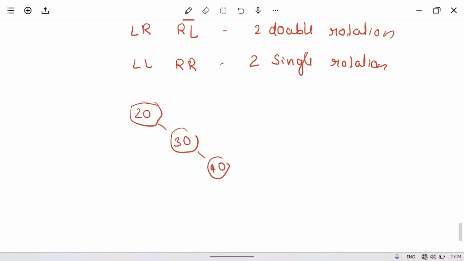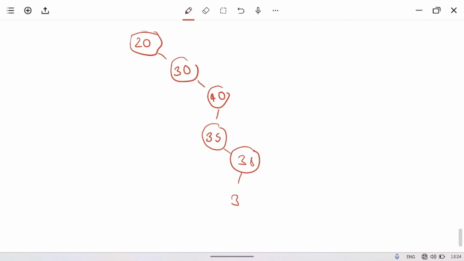Then 35, then 38, then 37, and this is 15. What will be its height if 0, 1, 2, 3, 4 and 5? Height is 5. In this, how time will be saved in AVL tree?